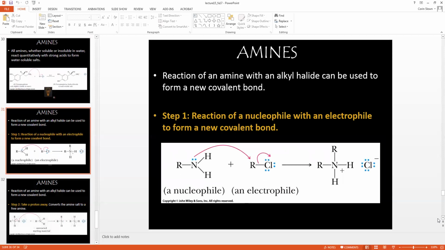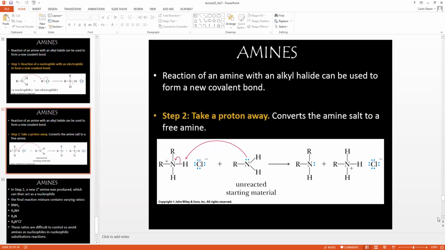So the last thing we're going to look at is the reaction of an amine with an alkyl halide to form a new covalent bond. So we're going to look at the role of a nitrogen as a nucleophile. It's going to react with an electrophile, so a carbon. Remember, again, chloride in this case is our leaving group, and we're going to form a salt. Now, it's important for us to think about the fact that you can remove that proton and actually convert the salt back to a free amine.